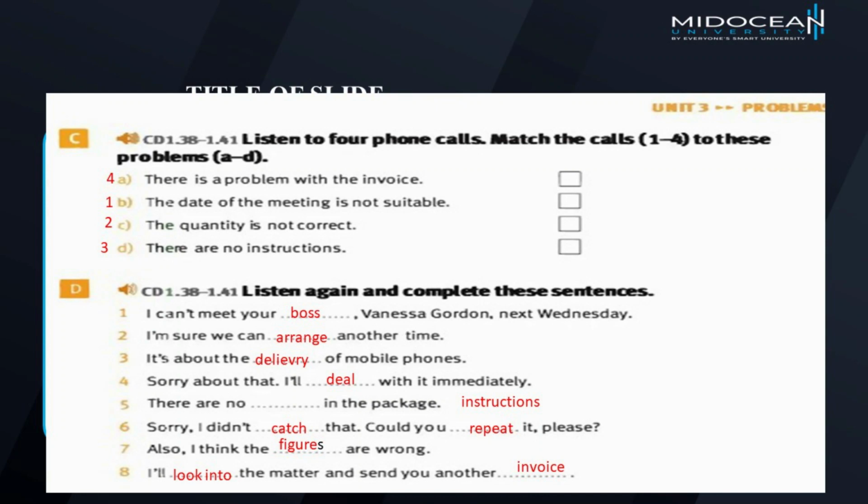Track 40. Call 3. Good morning, Harding Kitchenware. Denise Robbins speaking. Hello, my name is Mike Jackson. I'm phoning about my dishwasher. There are no instructions in the package. Oh dear, sorry to hear that. Which model is it? Hold on, I'll check. It's the PT1095 model. I'm sorry, I didn't catch that. Could you repeat it, please? PT1095 model. Got it. I'll send some new instructions right away.